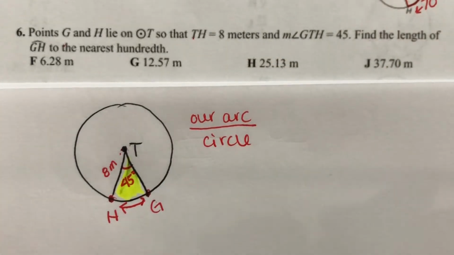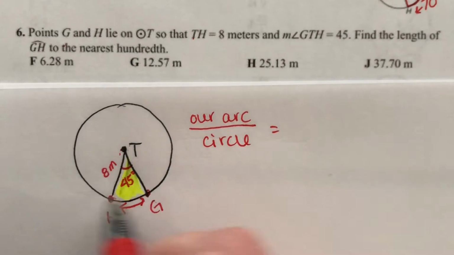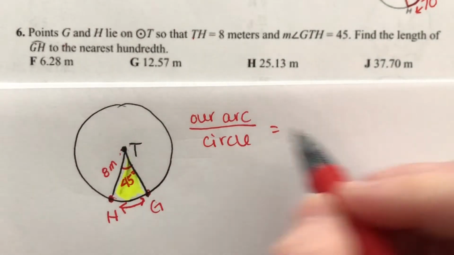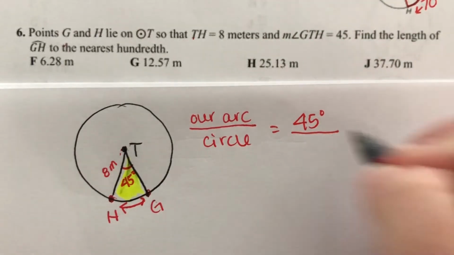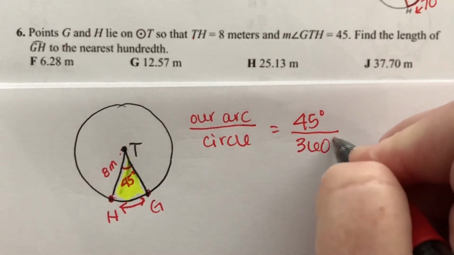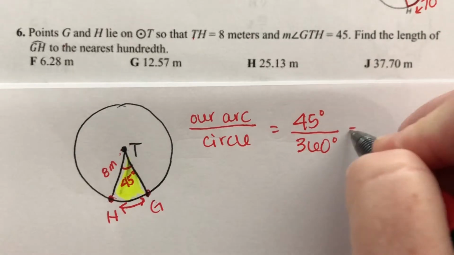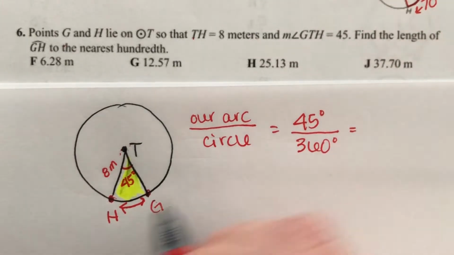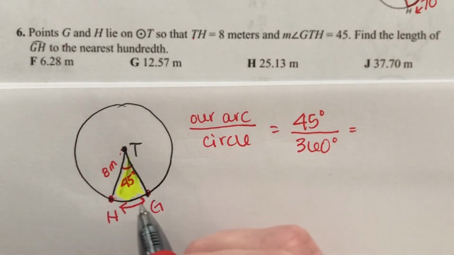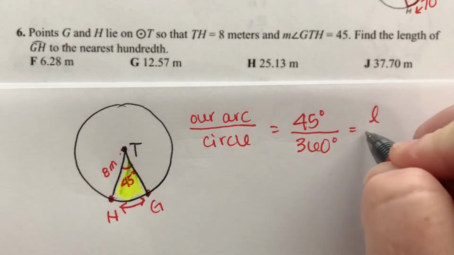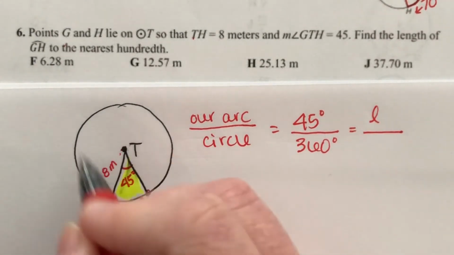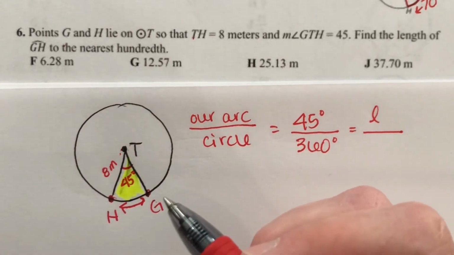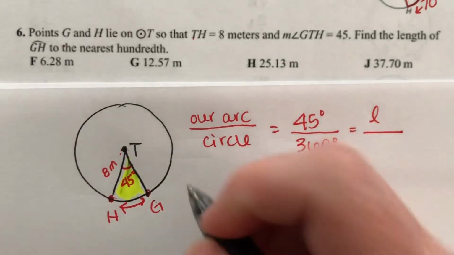So we're going to write 2 ratios from this. So when we first talk about degrees, on top, our arc is 45 degrees. The entire circle is 360 degrees, right? If we talk about length, our arc, we don't know what the length is yet. We're going to call it L. And the entire circle, what's the distance or the length around the entire circle? Well, that's the circumference.